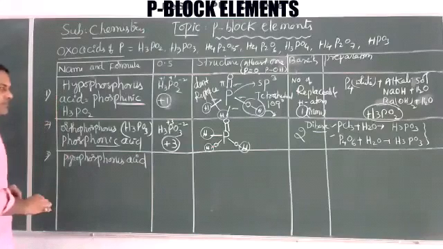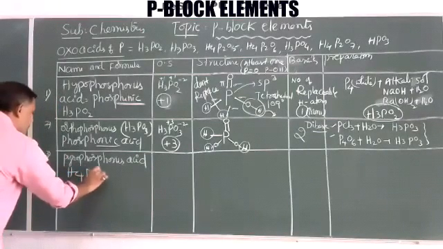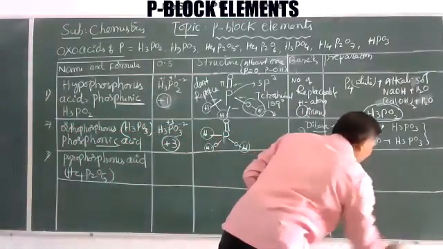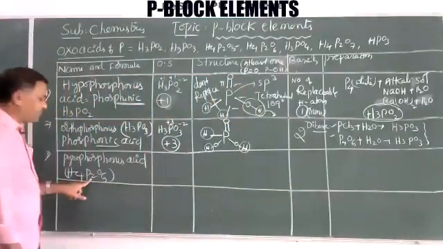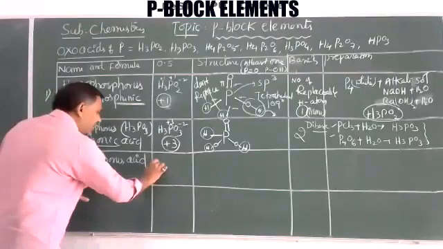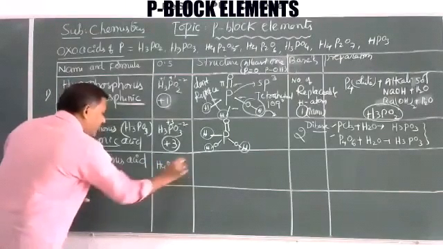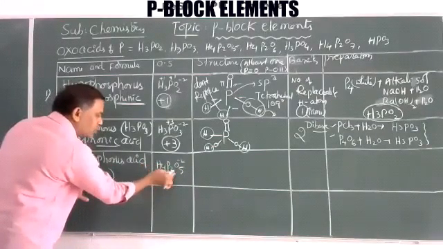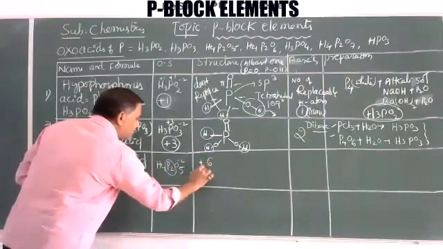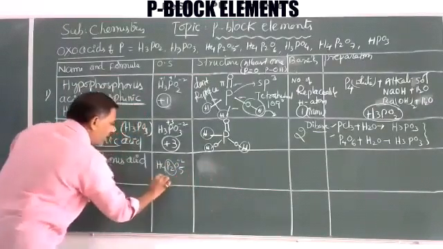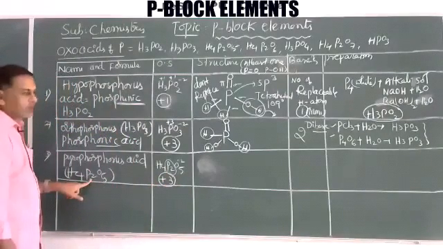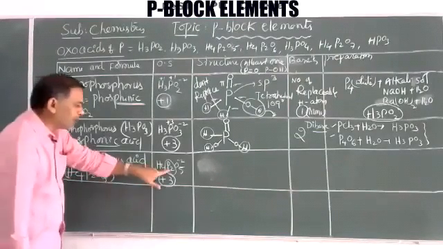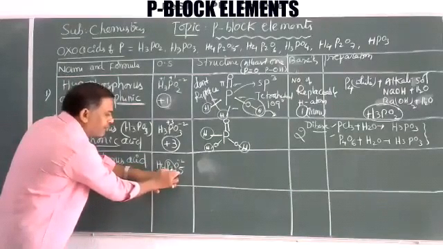Then the third one is pyrophosphorus acid. The formula is H4P2O5. For this pyrophosphorus acid, two phosphorus atoms are there. That's why for its oxidation state, in H4P2O5, -2 into 5 is -10, already +4 is there, so +6 divided by 2, since two phosphorus atoms are there. That's why +6 by 2, that is +3 oxidation state here also. So it is orthopyrophosphorus acid. Here two phosphorus and 5 oxygen atoms are there.